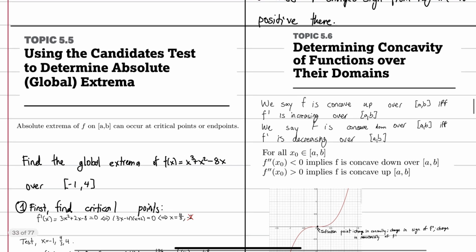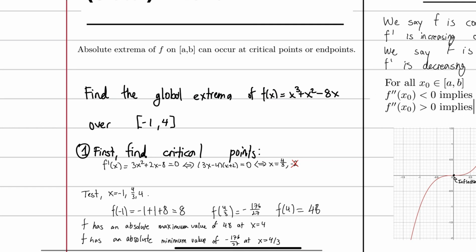Topic 5.5 allows us to determine absolute extrema. You need to know this. It shows up a lot on the AP exam, especially on FRQs. Now, in order to find absolute extrema, we just need to check critical points and endpoints, right? So if we're asked to find the global extrema, or the absolute extreme on this interval, we just need to check for critical points as we did before.